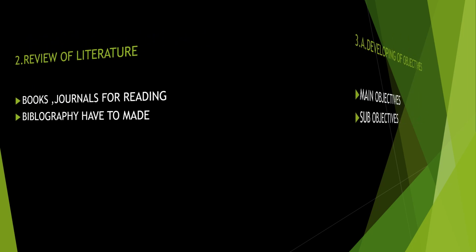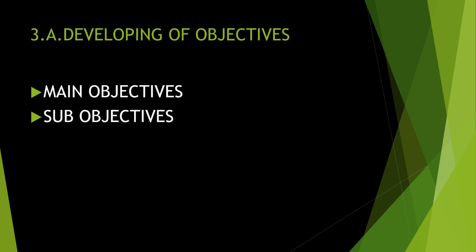Next is developing of objectives. The third area is the developing of objectives. Main objectives and sub objectives are there. Understood? So you have to keep that in mind. The developing of objectives and hypothesis is very important. Developing of objectives is one of the main areas we have to keep in mind. What are the objectives of this research? If there are any sub objectives, that also we have to mention.